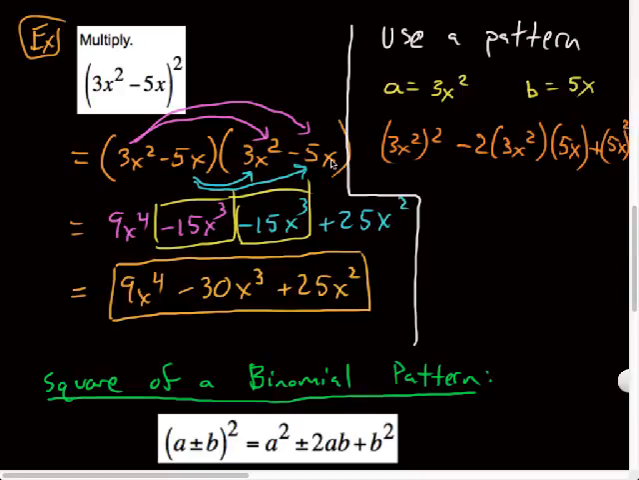So now I can simplify this. 3x squared all squared: 3 squared is 9, x squared squared is x to the fourth. This next one I can multiply these coefficients: 2 times 3 is 6 times 5 is 30, and x squared times x is x cubed. And then plus 5 squared is 25, and x squared is x squared. So I can get the answer using a pattern.